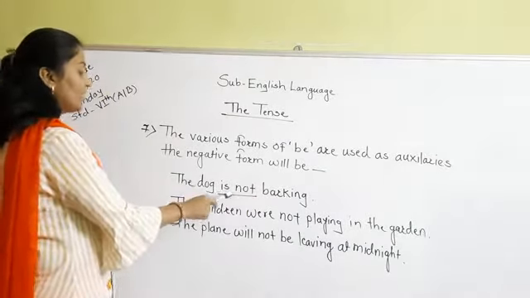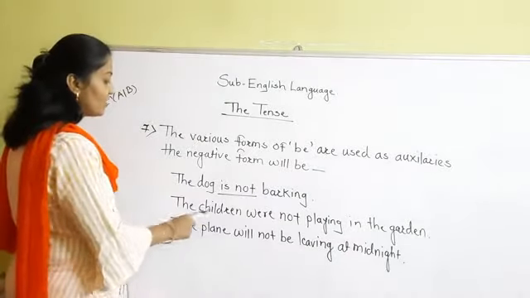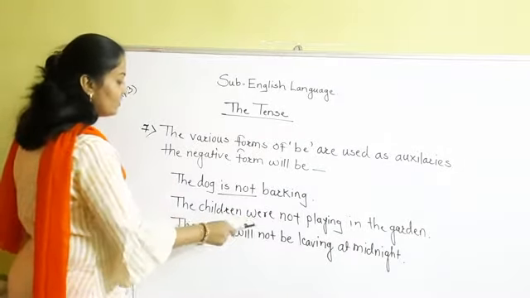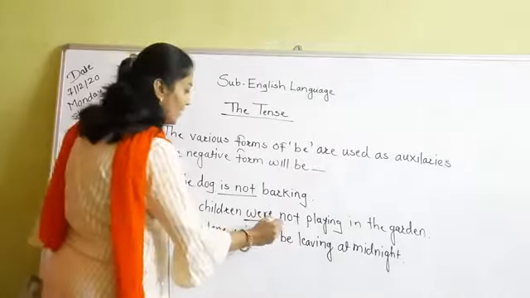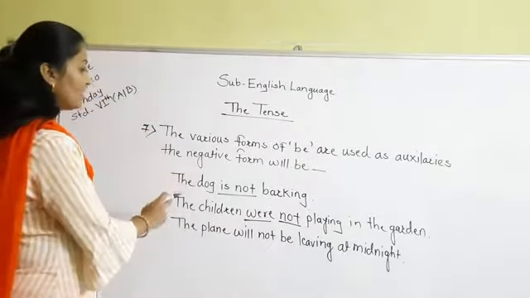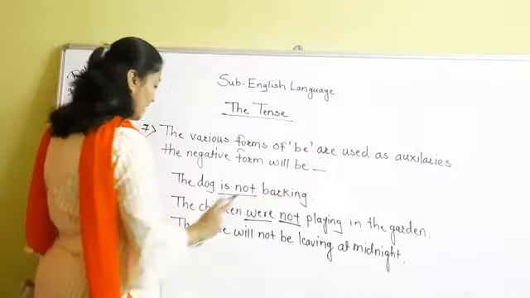Now see the second sentence. The children were not playing in the garden. Our sentence is the children were. After this auxiliary you have to add not here to make the negative sentence. Okay. Were not. The children were not playing in the garden.